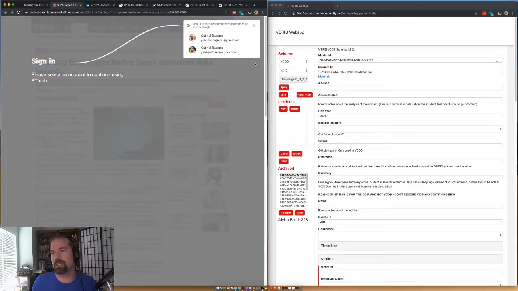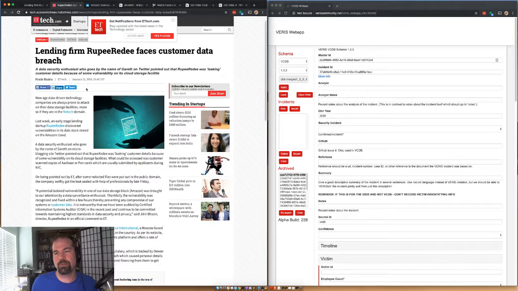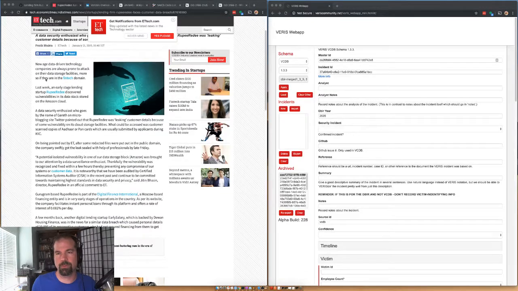Oh, come on. "Data security enthusiast who goes by the name of Gareth on Twitter pointed out that RupeeReddy was leaking customer details because of some vulnerability on its cloud storage facility." Well, the first one isn't going to be that fancy an attack. This is going to be someone left their cloud storage open to the internet. And that happens a lot. If you've read the previous DBIR, you would know that. Well, let's get started. Do we have enough information to code a breach here?